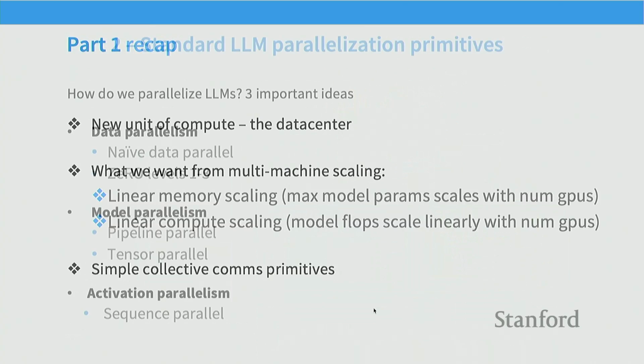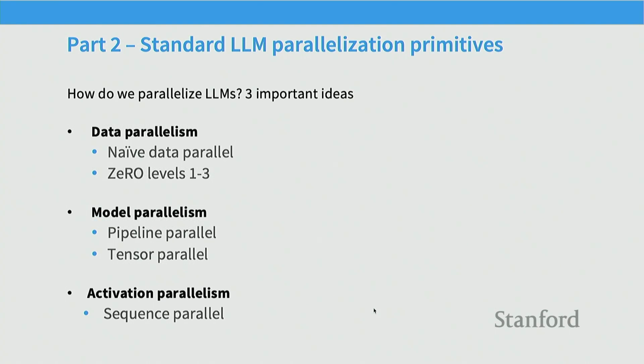Okay. So now we're going to get started. In some sense, this is kind of the exciting algorithmic meat of the lecture. And there are three kinds of parallelism strategies that we should really be thinking about. So the first one is data parallelism.